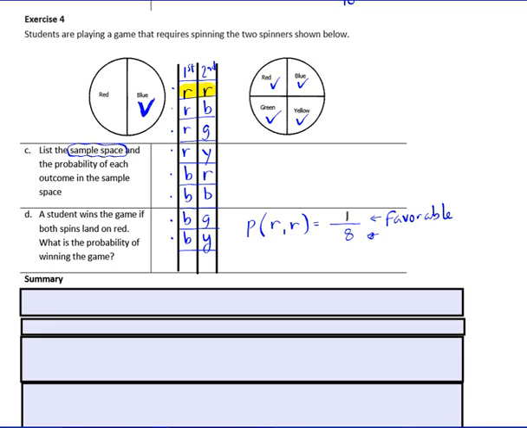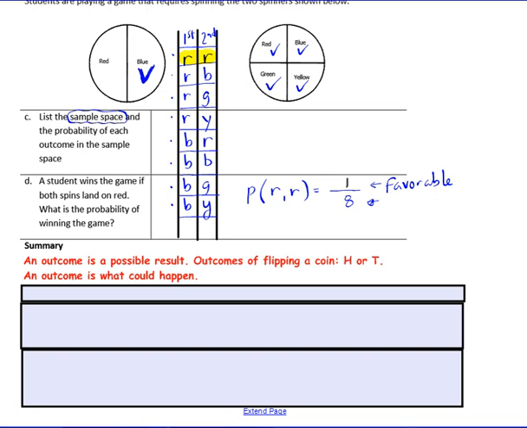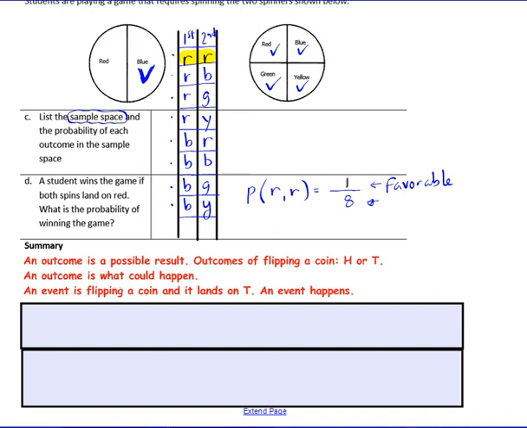Let's summarize what we've learned in this lesson. An outcome is a possible result. Outcomes of flipping a coin, you could get heads or tails. An outcome is what could happen. An event is flipping a coin and it lands on tails. An event happens. Sometimes students get confused about what's the difference between an outcome and an event. Don't worry too much about that. As we work with probability, you'll get used to the terms and you'll discriminate which is an outcome and which is an event.